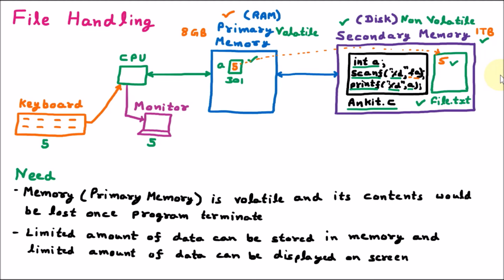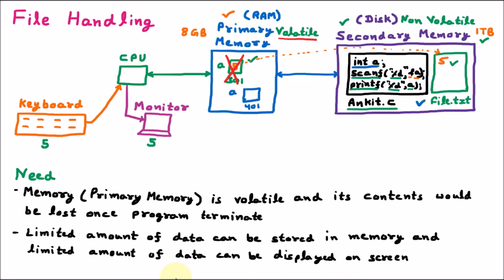We know that once we terminate the program, everything inside the primary memory gets lost. The variable declaration and its value, everything got lost because the primary memory is volatile memory. Let's say tomorrow I come again and open the C program, which is Ankit.c. Again I say int a. So the variable a is declared inside the primary memory, and maybe some address is given, which is 401.